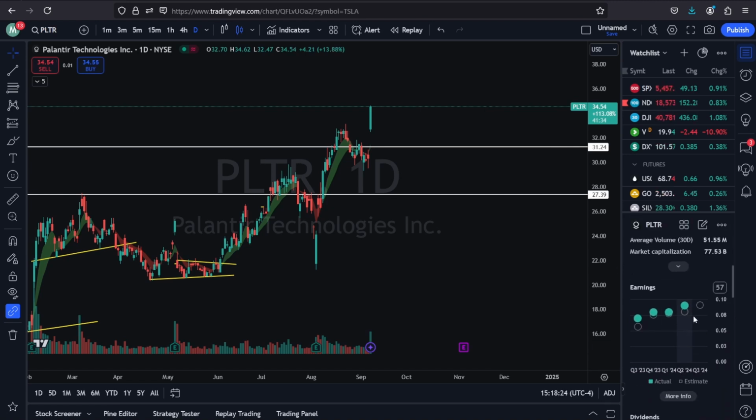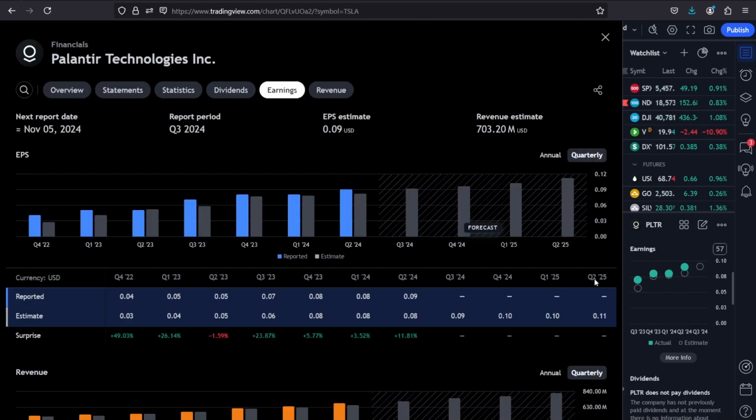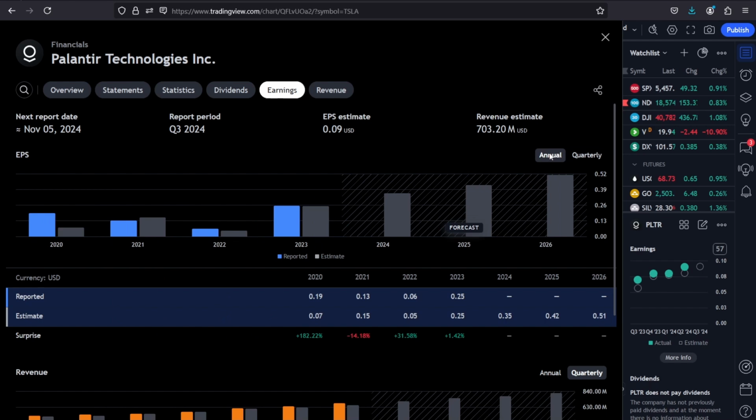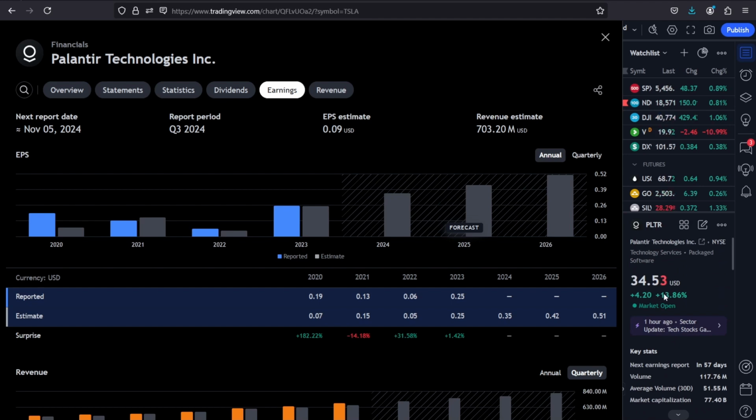You see their earnings, all these little bubbles. Click more info. Go to annual. And then we're looking at the forecast for 2025. So, how do we go about getting PE ratios? We're doing the forward one in this case. So you're looking at the 2025 forecast, the next year's forecast of the PE ratio. In this case, PLTR has an earnings forecast of 0.42 cents per share for the next year. So at the current moment, PLTR is trading at $34.53 a share.